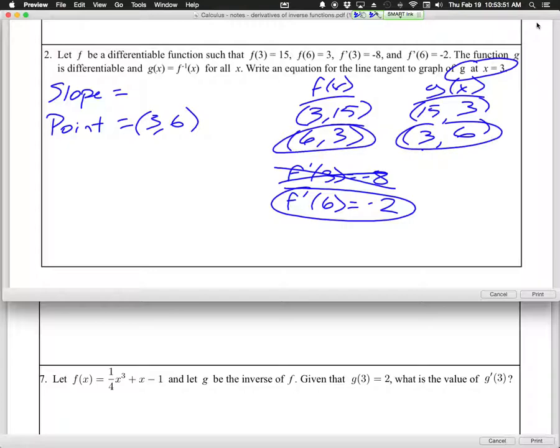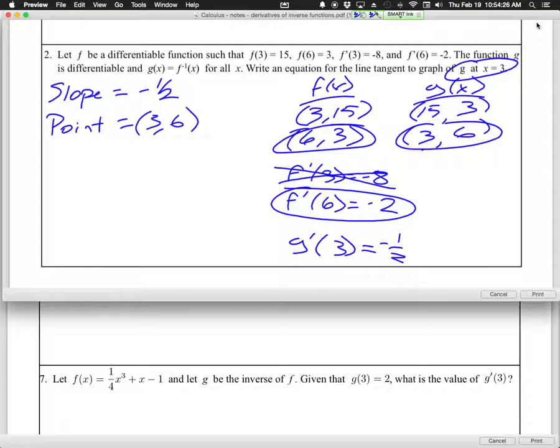So that means what has to be plugged in my derivative? 6 does, because 6 is the x value. So that means f prime of 6 equals -2 is the one we want, which means that g prime of 3 equals -1/2. So my slope is -1/2. Why does g prime of 3 equal -1/2? Because if you have f prime of 6 equals -2, you still have 6.